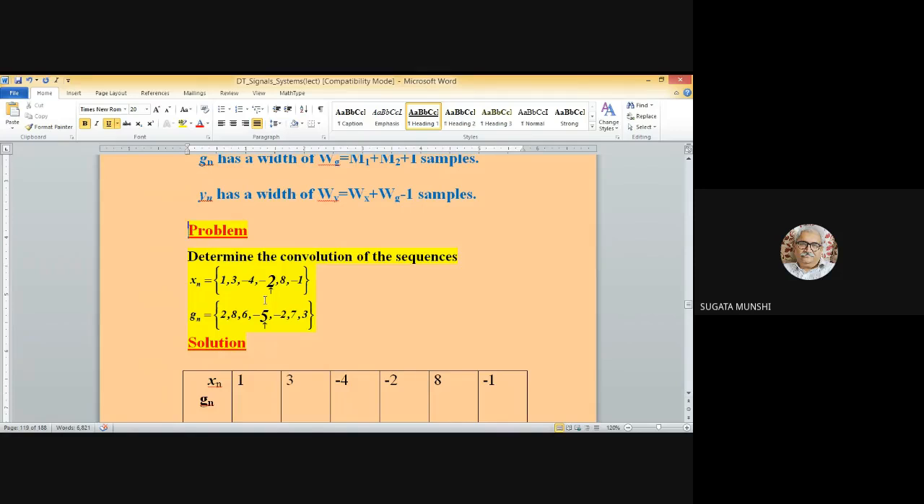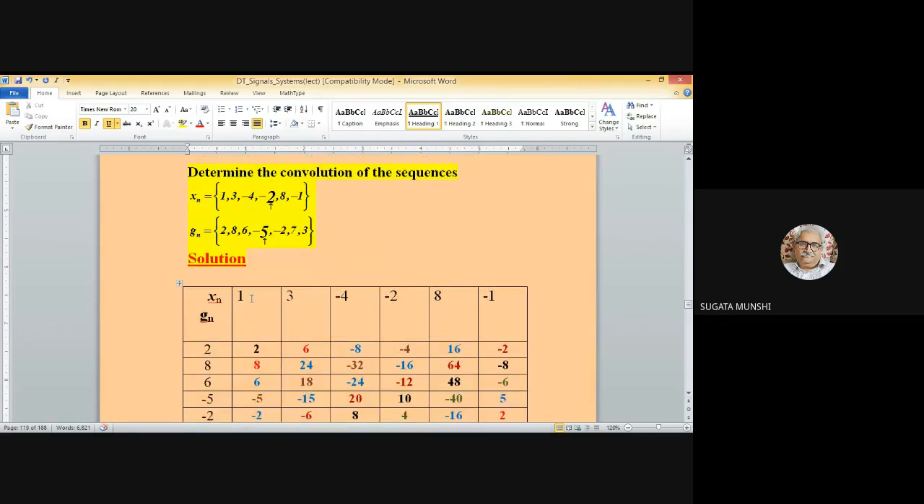It could have also been given in a form that this x[n] is the impulse response of a certain DT-LTI system, g[n] is the impulse response of another DT-LTI system, and those two DT-LTI systems are connected in cascade. Then what will be the impulse response of the cascade combination? The same problem could have been stated in different languages. Now come to the solution.